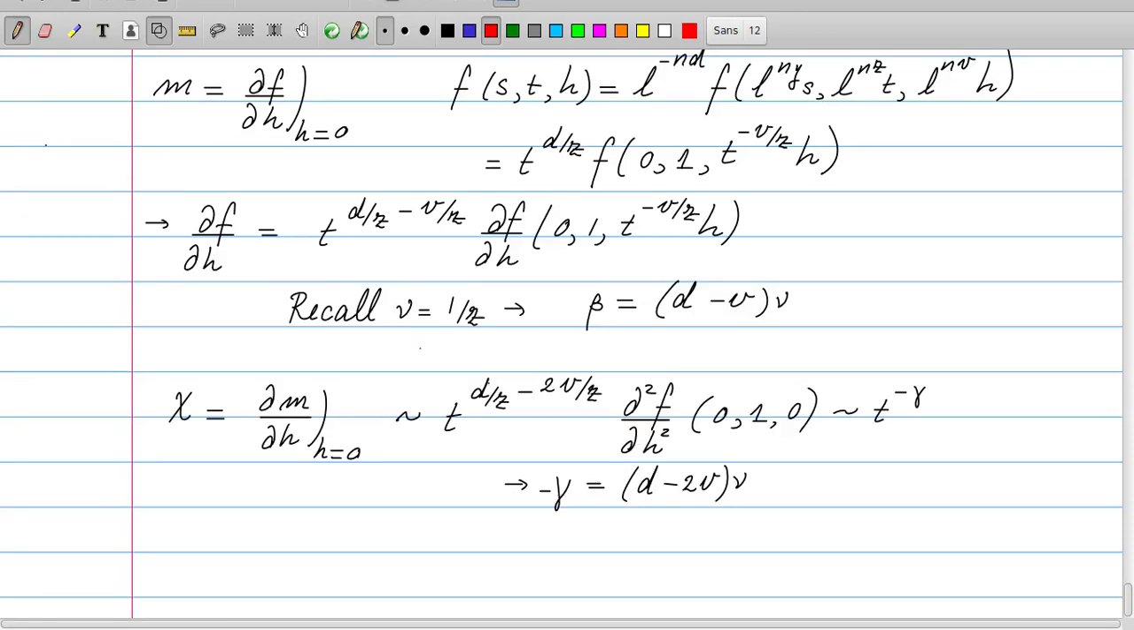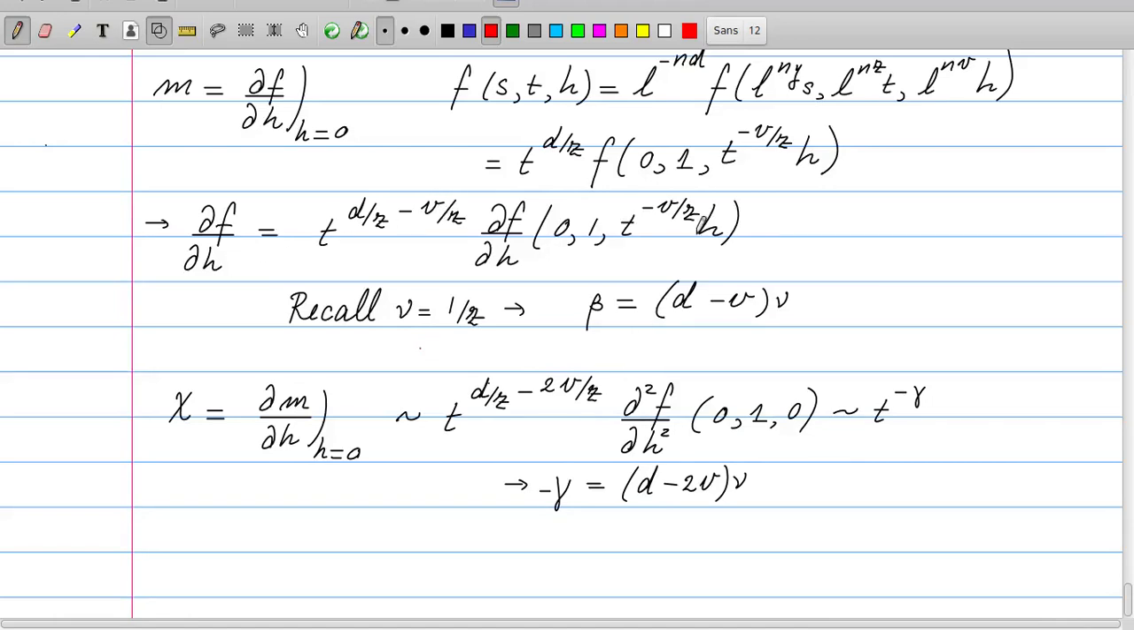And that result concerns the magnetic susceptibility chi, which is defined as the variation of m when I change the field a little bit. And we are going to study that as a function of the temperature. So we see that m is given by this expression, so we have to take an additional derivative with respect to h, and so that means an additional factor of t to the power minus v over z coming out of the free energy, and that results in t to the power d over z minus 2 v over z if you compare it with the expression for the m.